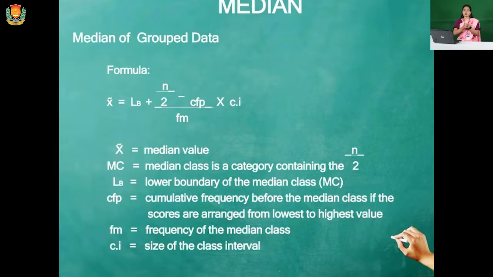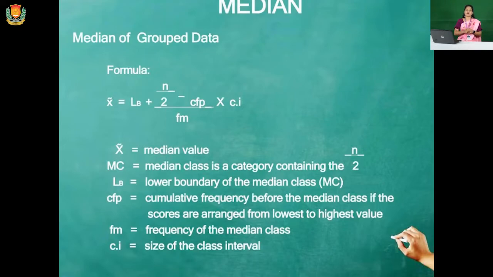When we have the median for grouped data, the formula changes. The median equals, okay, here the x bar depicts the median, but the letter M is what is known as the median.